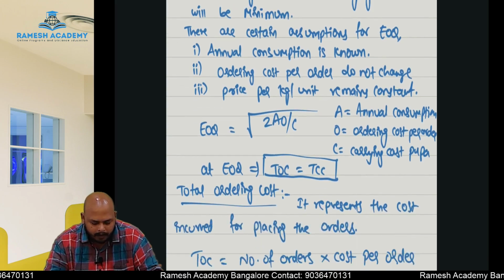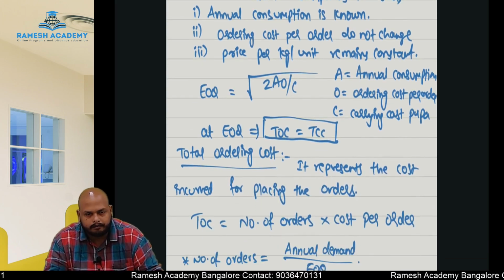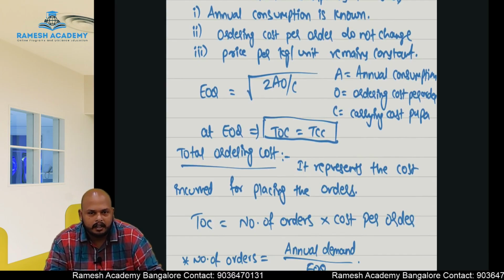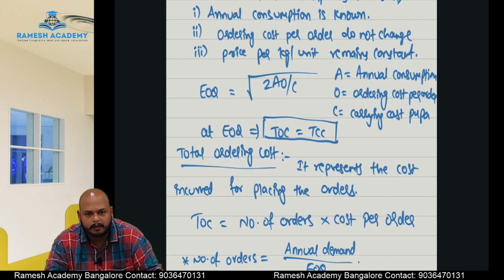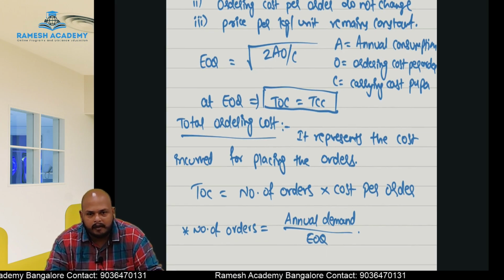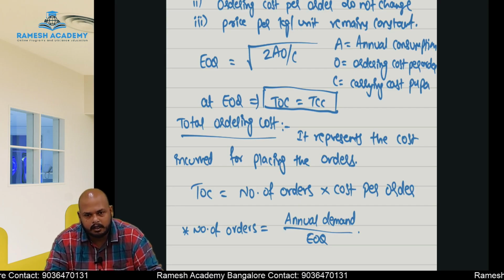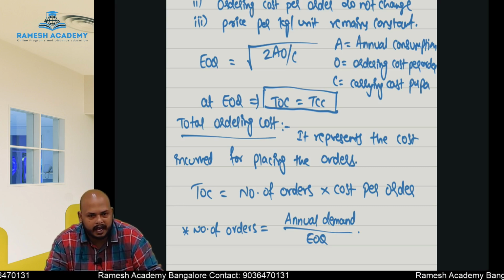So what is the formula we will use for economic order quantity? EOQ is equal to the square root of 2AO by C. Here A stands for annual consumption, O stands for ordering cost per order, and C stands for carrying cost per unit per annum. At EOQ, the total ordering cost is always equal to the total carrying cost.